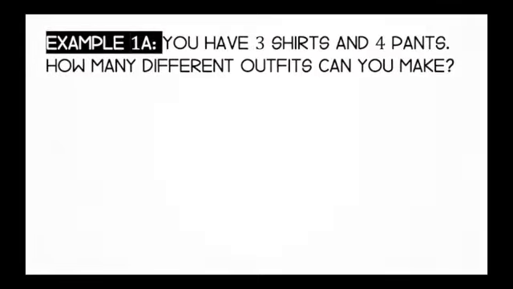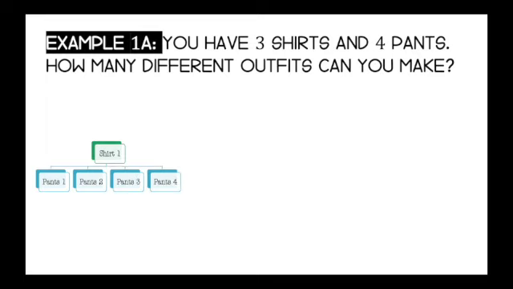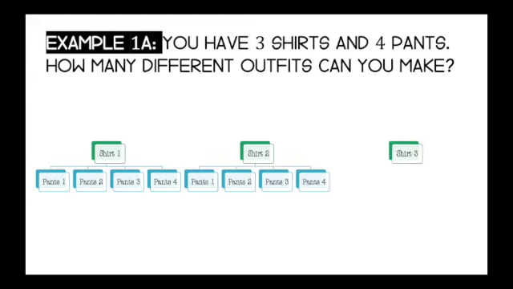Okay? So the example, you have 3 shirts and 4 pants. How many different outfits can you make? We can use a tree diagram to figure this problem out. So let's think about, we're just numbering our shirts 1, 2, and 3. We're numbering our pants 1, 2, 3, 4. Keep it real simple. So if I have shirt 1, I can pair shirt 1 with pants 1, 2, 3, and 4. Or I could wear shirt 2 and pair it with pants 1, 2, 3, or 4. I can also do the same with shirt 3. Pair it with 1, 2, 3, or 4.